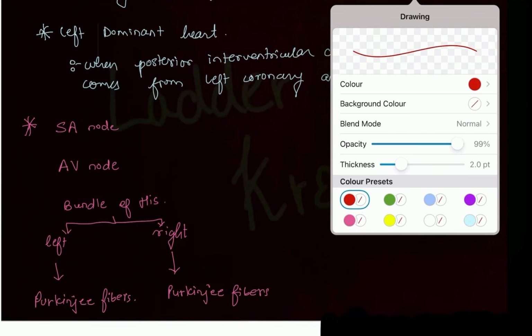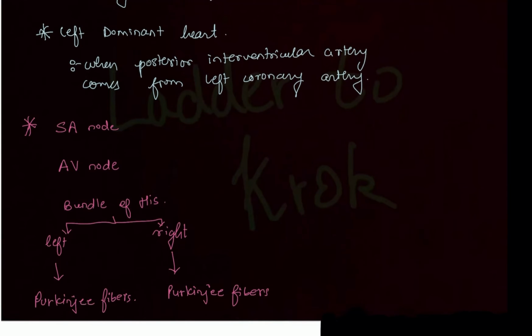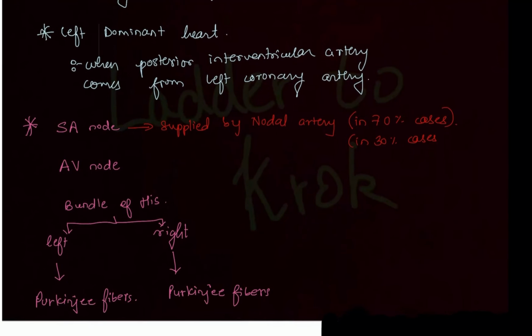So write down, the SA node is supplied by the nodal artery in 70% of cases. And in 30% of cases, it is supplied by the left coronary artery. The AV node is supplied by the right coronary artery.